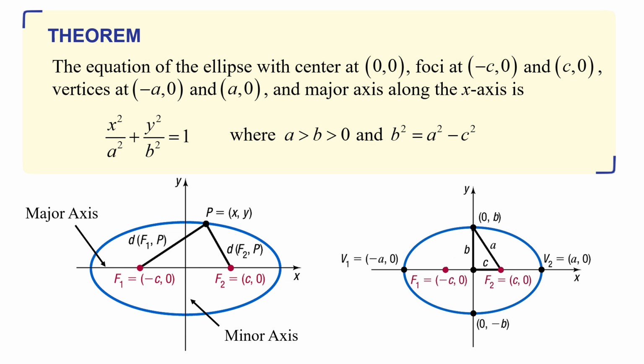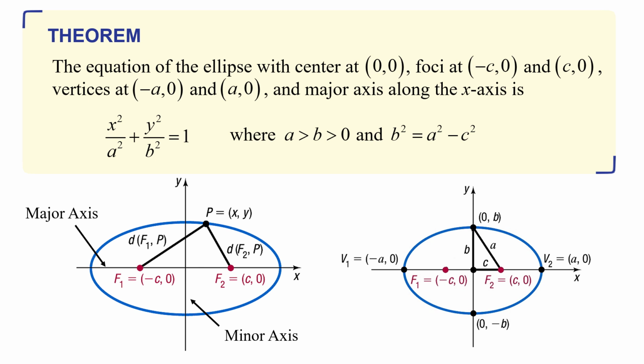Now on this slide, we formally present the equation of an ellipse with center at the origin and major axis along the x-axis. The theorem states, the equation of the ellipse with center at 0, 0, foci at negative c, 0 and c, 0, vertices at negative a, 0 and a, 0, and major axis along the x-axis is x squared divided by a squared plus y squared divided by b squared equals 1, where a is greater than b, which is greater than 0, and b squared equals a squared minus c squared.